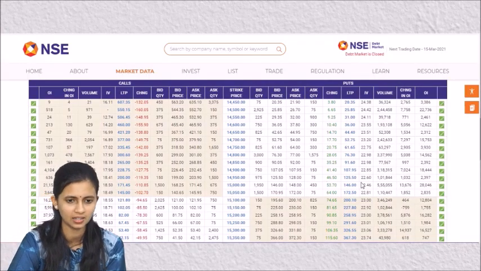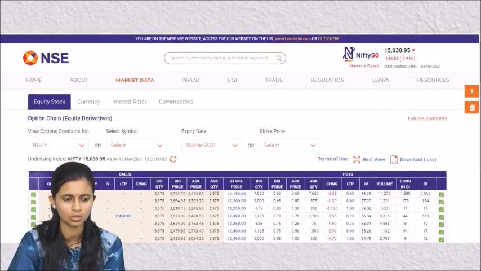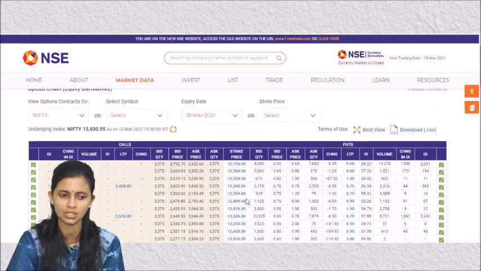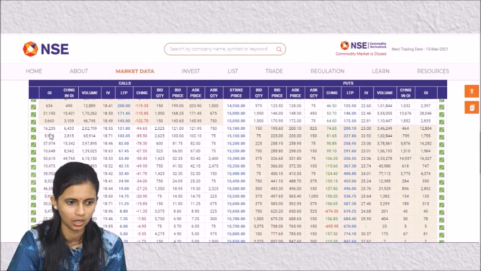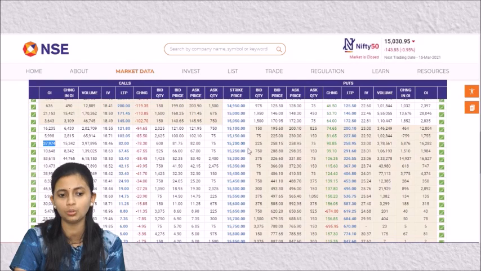Let's check this open interest in the option chain. This is the option chain of Nifty. The current price, that is, the spot price of Nifty, is 15,030. Here, on the call side, you can see open interest is more at around 15,200, that is 37,974. That is with respect to 15,200.